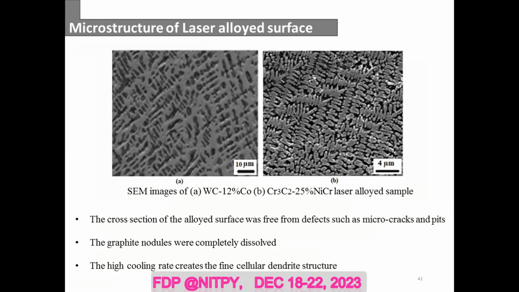In this, the left-hand side optical images show the WC12Co cladded specimen. The right-hand side images show the chromium carbide nickel chromium cladded specimens. In this, you can see the cross section of the cladded surface is free from defects such as micro cracks and pits, and the graphite nodules which we saw in the previous images were completely dissolved in these laser processed specimens. And also the high cooling rate creates fine cellular dendrite structures in both specimens.